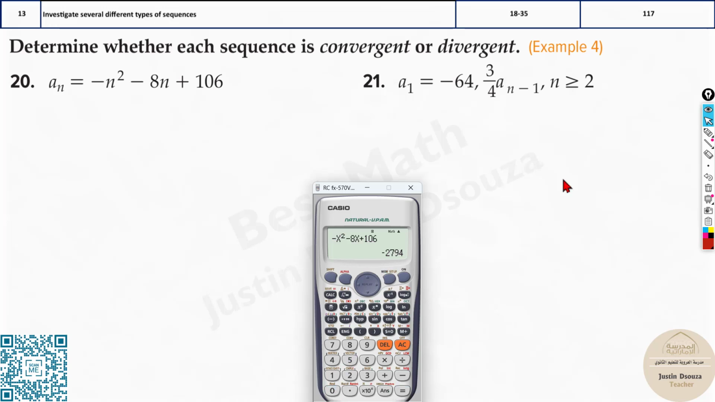Okay, now you understood it was reducing, but it just keeps on going towards minus infinity, so it's again divergent. You're not going to get a single answer. It's diverging. What about this one?